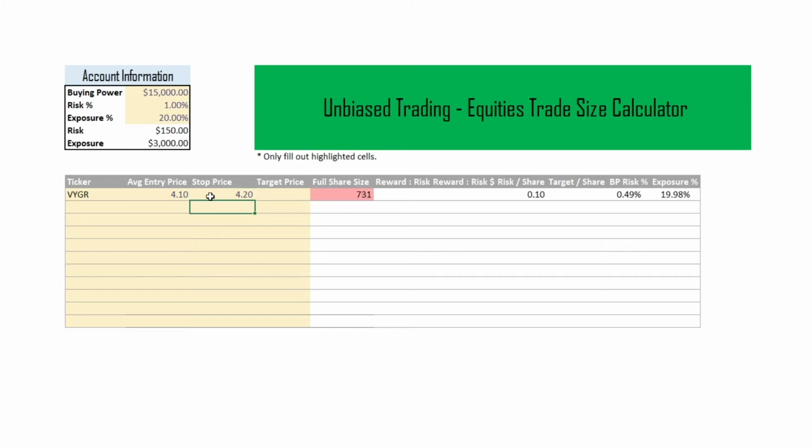My stop was going to be over 420, and my target price was going to be very in the money at 360. So that gives me my full share size of 731, a risk to reward of 5 to 1. I am risking $73 to make 366. My risk in cents is 10 cents, and my target is 50 cents. My exposure of the account is 19.98%.